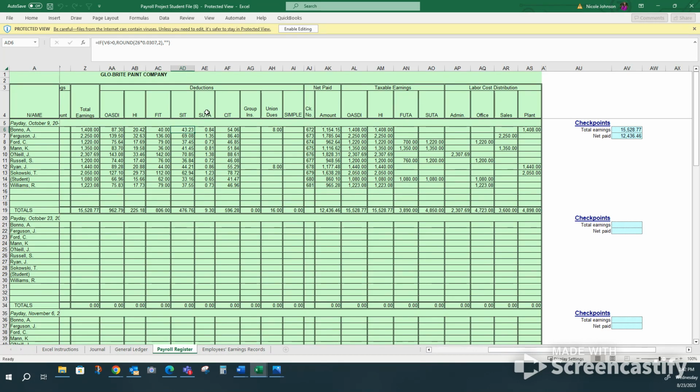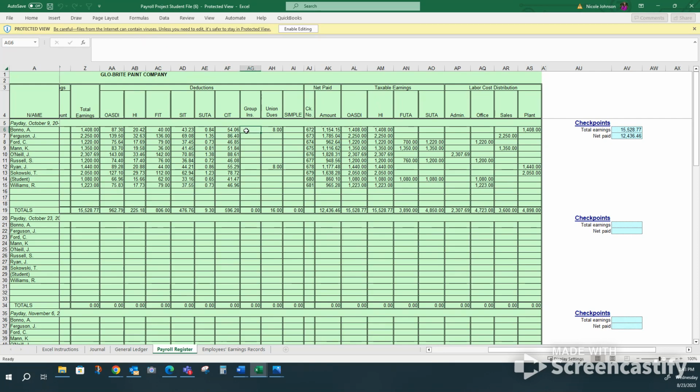The next deduction column is SUTA, or state unemployment taxes. Figure 7.3 says the employee rate is 0.0006. So we multiply Bono's total earnings of $1,408 by 0.0006, and we get SUTA of $0.84. The next deduction column is CIT, or city income tax. Figure 7.3 says the rate is 0.038398. So we multiply Bono's total earnings of $1,408 by the rate of 0.038398 to get CIT of $54.06.